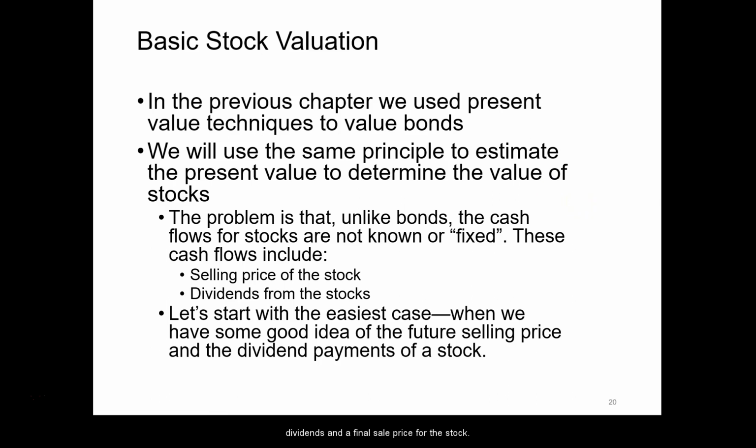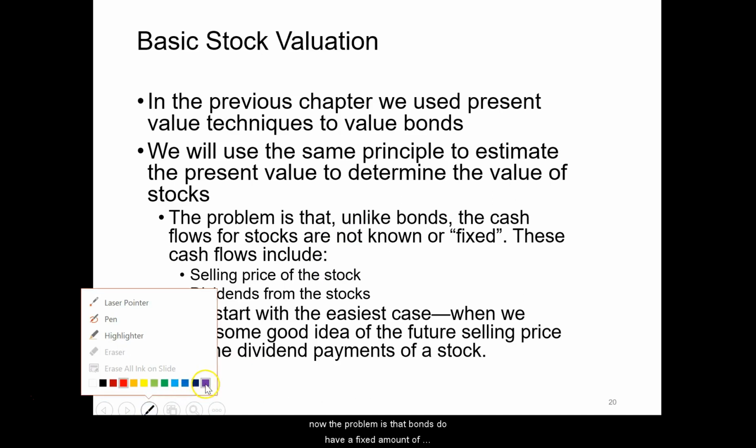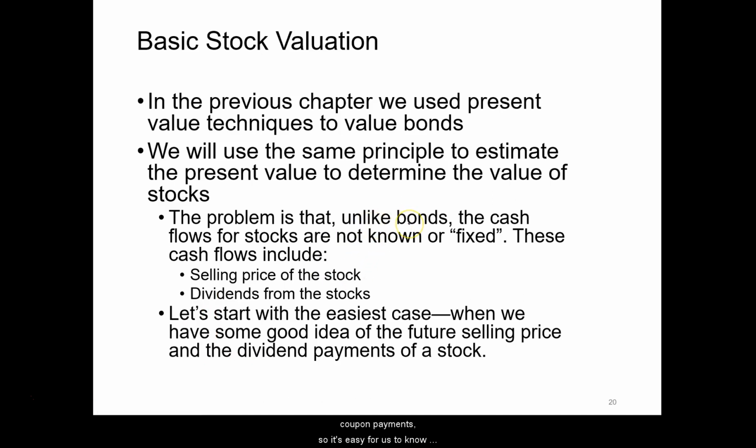Now the problem is that bonds do have a fixed amount of coupon payment, so it's easy for us to know how much investors can receive as coupon payments and also par value payments from the bonds. And also bonds have maturities, so we know how long investors can receive those payments.